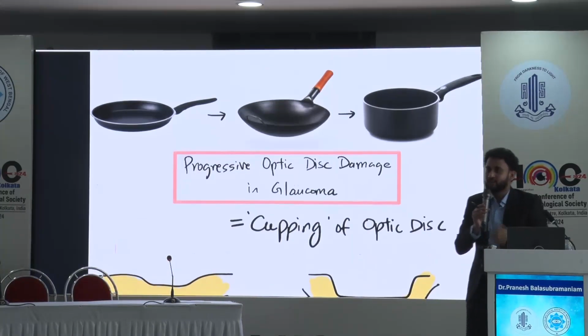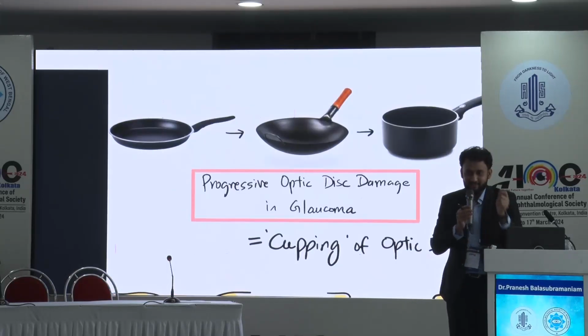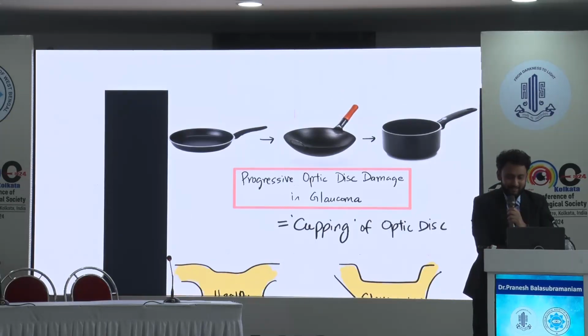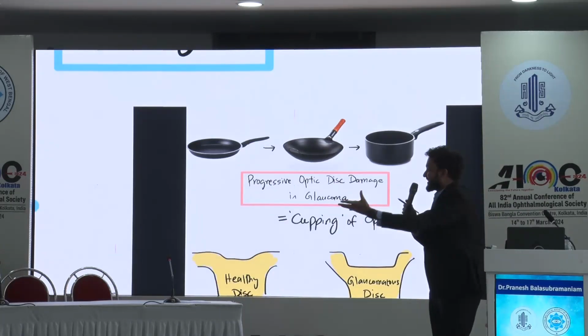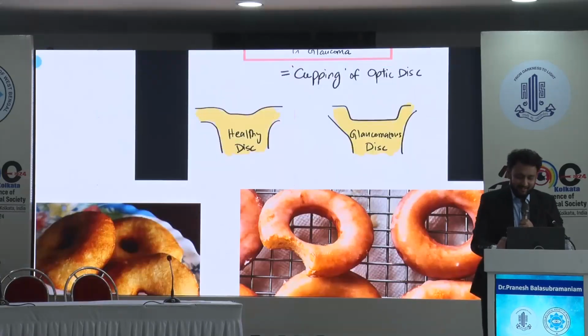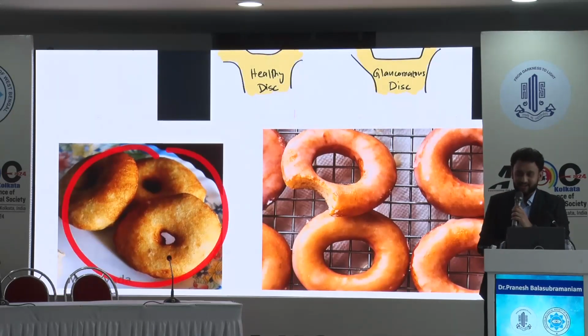I recently started to learn cooking. So then I found that there are different pans available. When I saw those pans, I thought, okay, looks like this glaucomatous damage, right? Progressive cupping. Yeah? So when you are in ophthalmology, everything looks like that. So I'm always trying to find a way to find an example. Medu vada looks like optic disc.